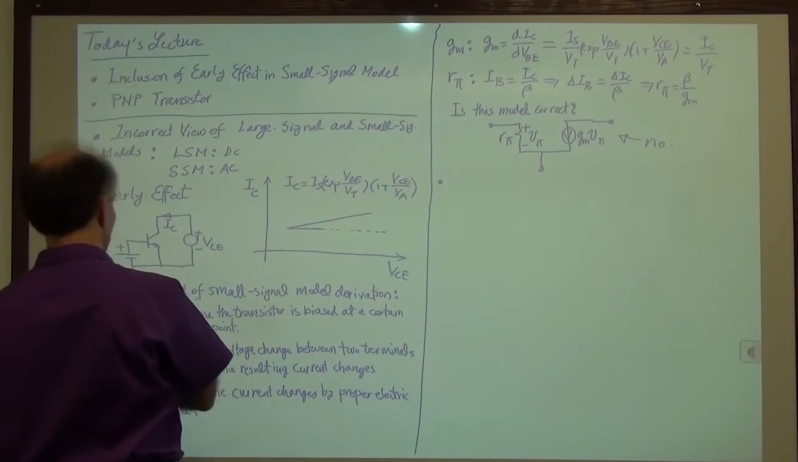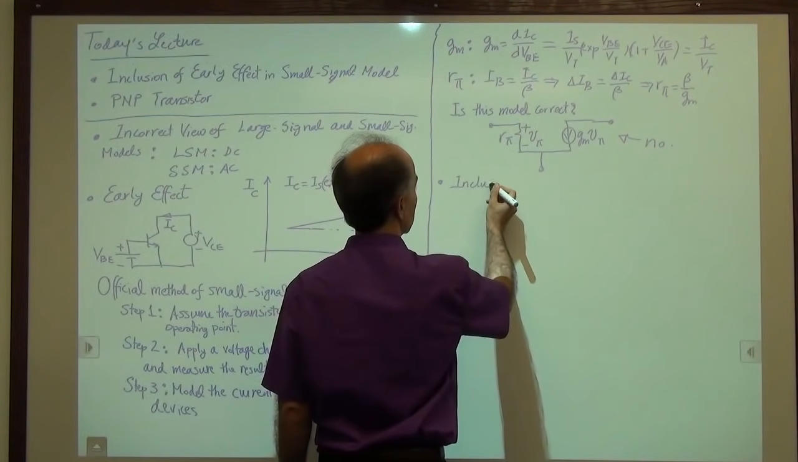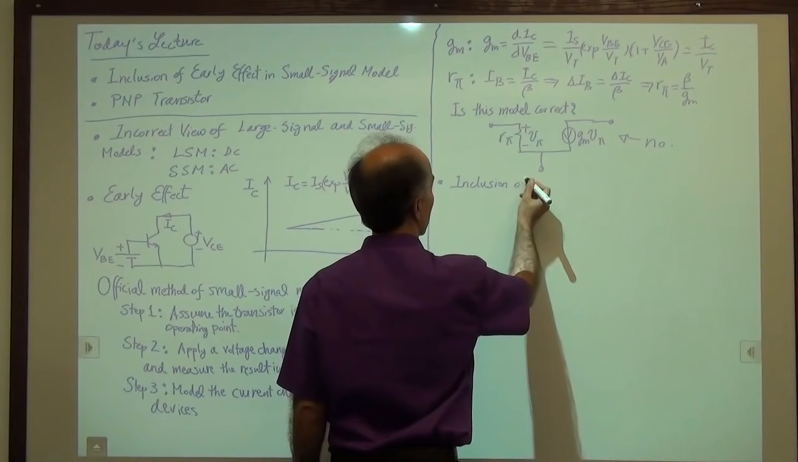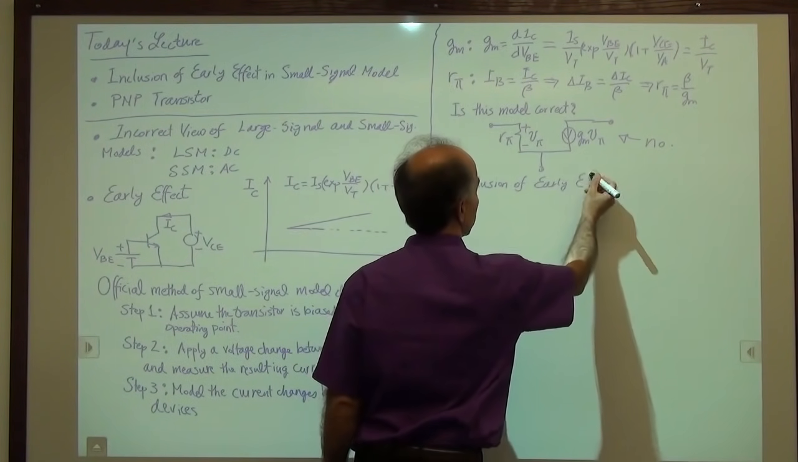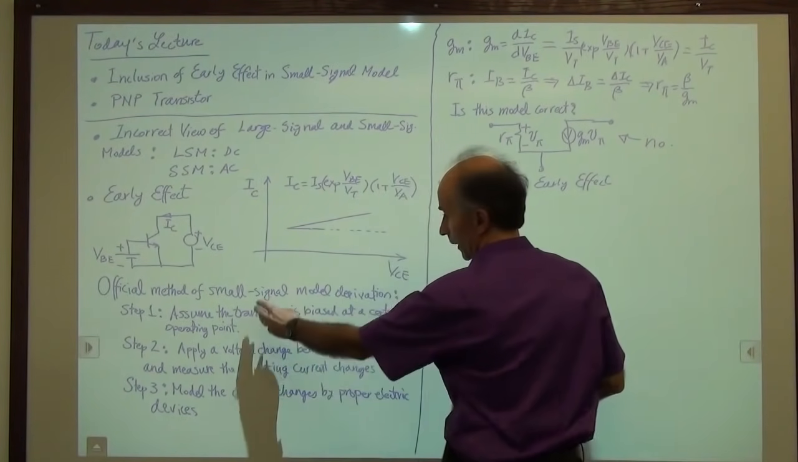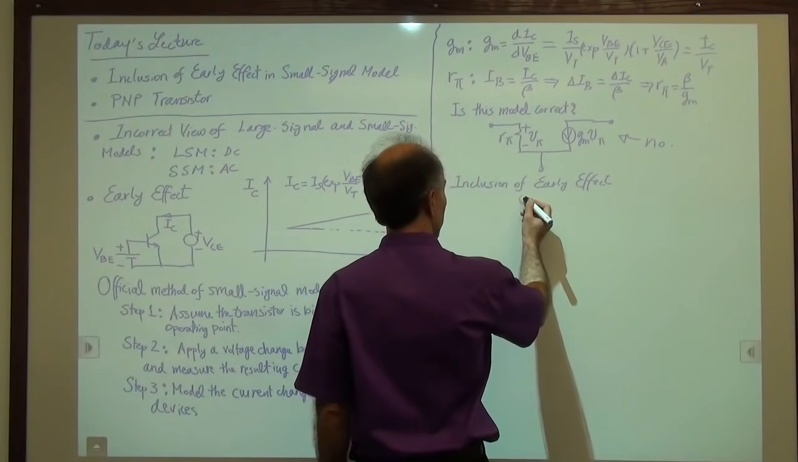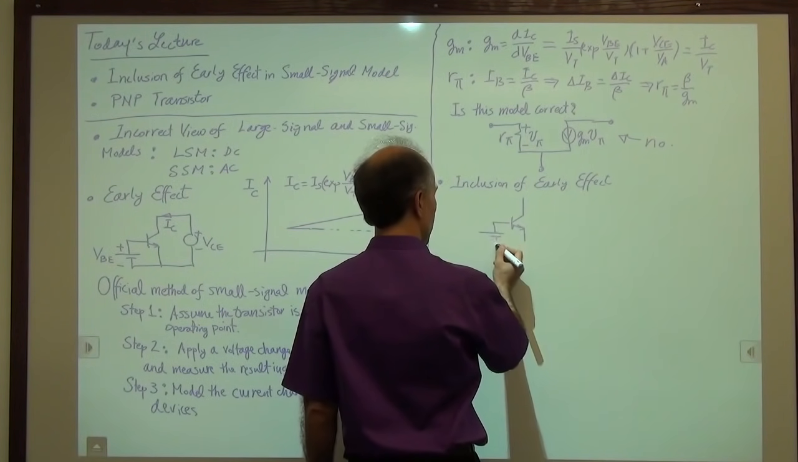So we say inclusion of Early effect. Okay, so I will follow this procedure. I will draw the transistor here, assuming that it has certain bias.